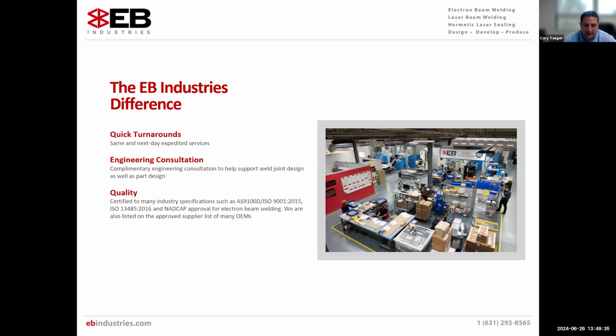Now, the third thing that makes a difference with us is that we have a lot of quality certifications. We are, as I mentioned before, AS 9100, ISO 9001, and ISO 13485 certified, as well as being NADCAP approved for electron beam welding. On top of that, we are on the approved supplier list of many OEMs, which makes it very easy to partner with us on complicated projects. And if we are not currently on an approved supplier list, we will do whatever is necessary to become approved and added to that list accordingly.